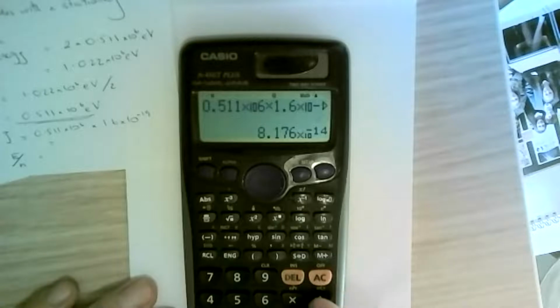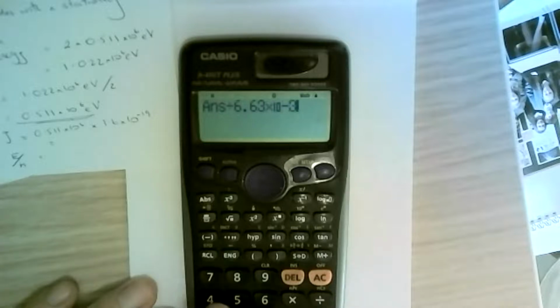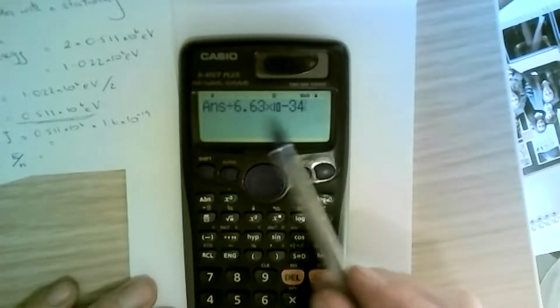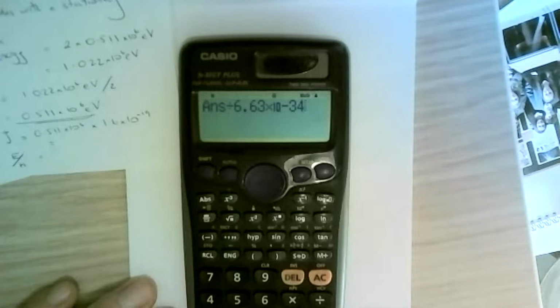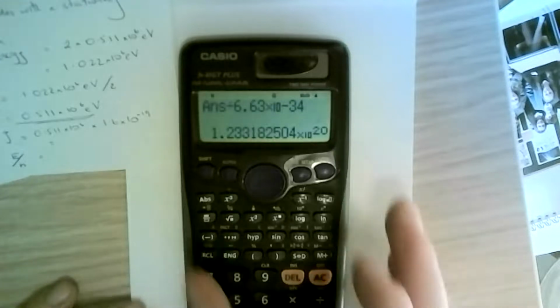8.176 times 10 to the minus 14. And now I need to divide by 6.63 times 10 to the minus 34. That's a very small number, so it's going to give me a big number because I'm dividing by it. And sure enough, 1.2 times 10 to the 20.